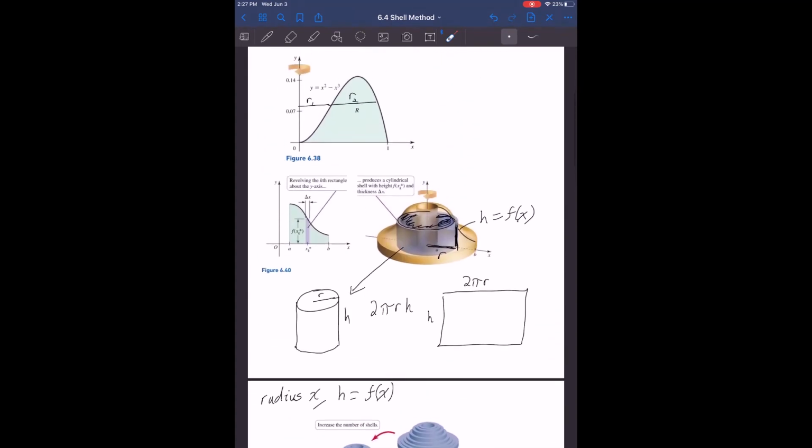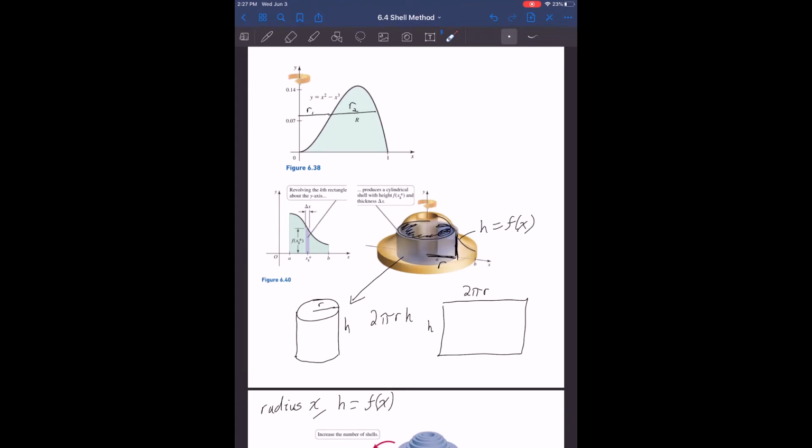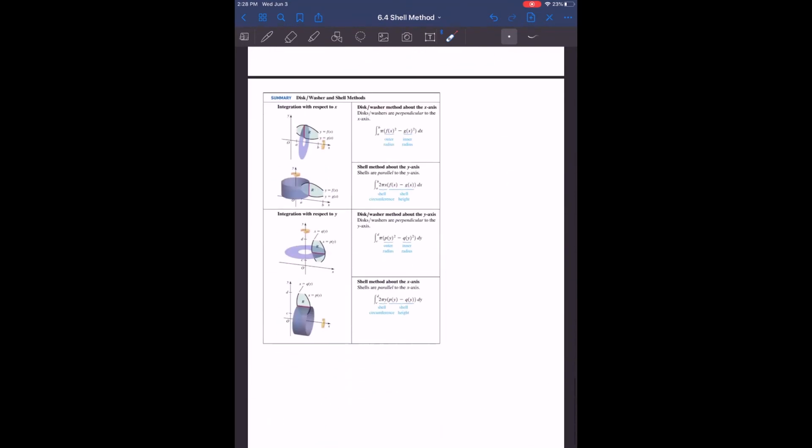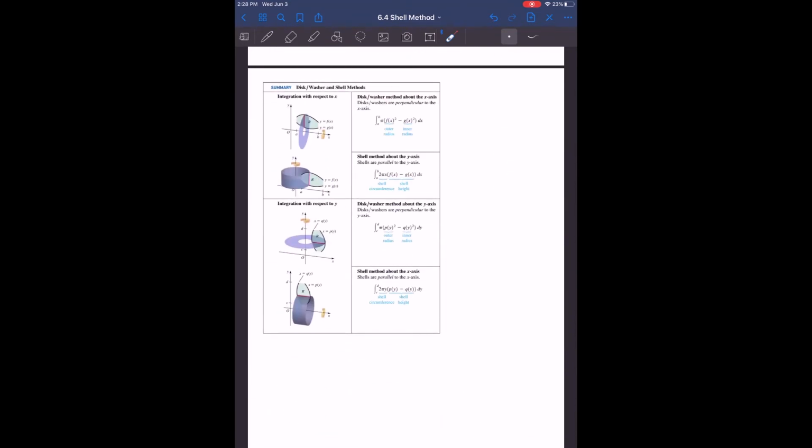Another reason would be if we are revolving around the x-axis now, and you're given the function in terms of y instead of in terms of x. Then the shell method will work particularly well, because the shell method is going to take the function in terms of y. You can see that with this bottom picture right here, where if we are revolving around the x-axis and we have our function in terms of y, we can just plug that straight into the shell method without worrying about the inverses.